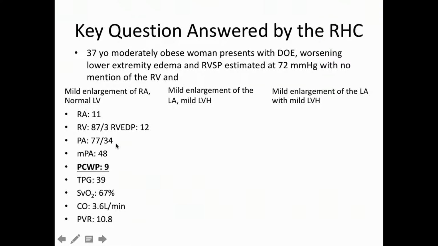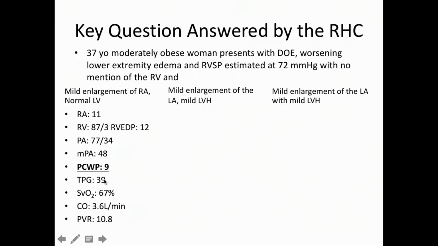You can see the pulmonary artery pressure here, with a mean pulmonary artery pressure of 48. Remember, we said the upper limit of normal is around 20, and here it's quite elevated. The wedge pressure is 9, which is within normal limits. You can see our transpulmonary gradient here of 39, which is quite elevated relative to that 12 to 15.